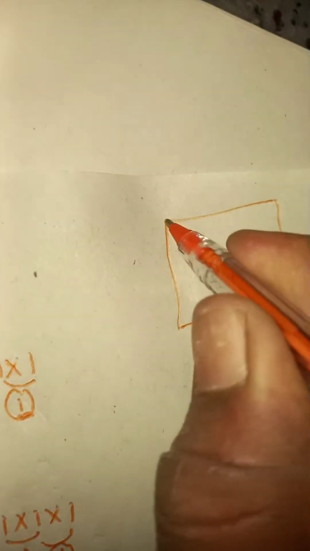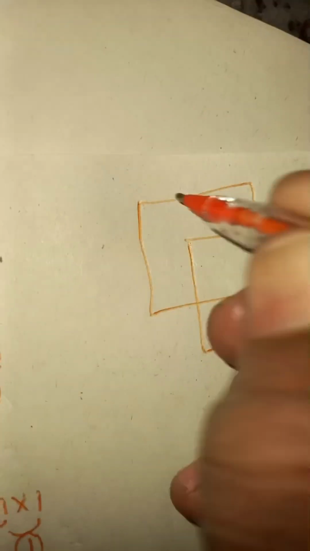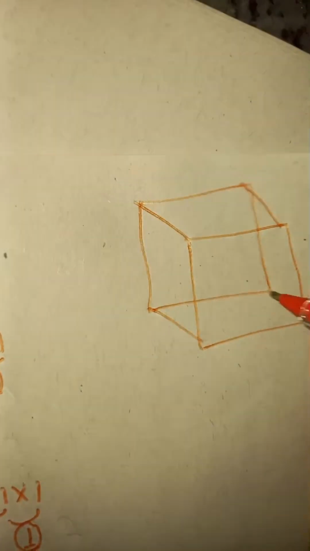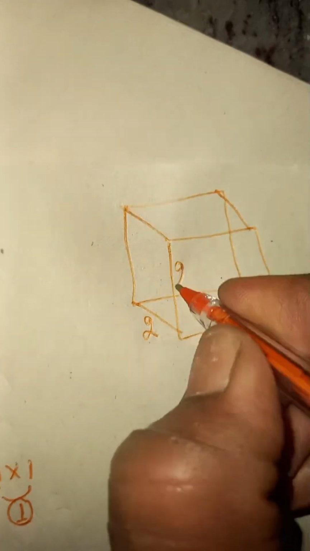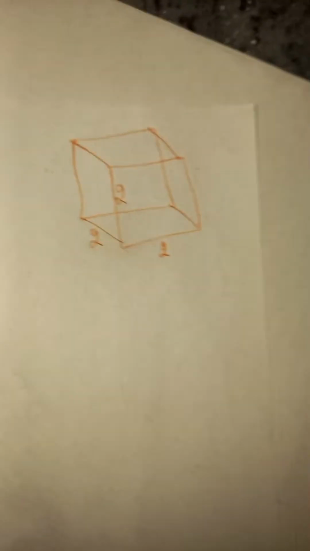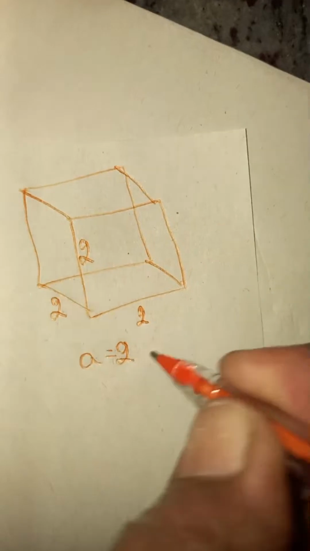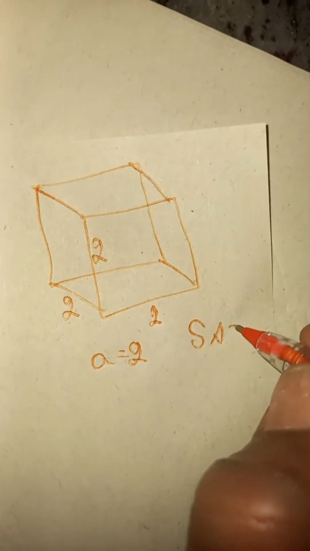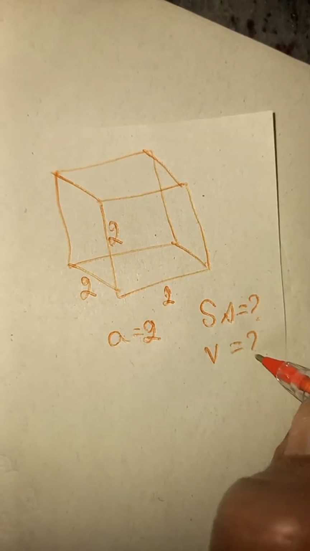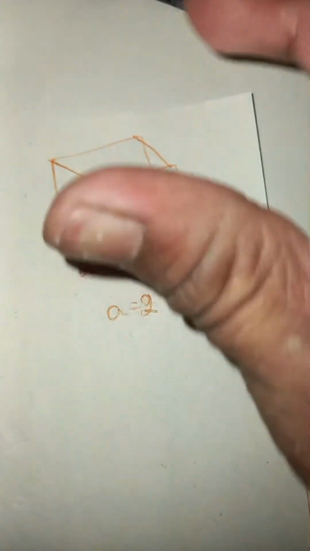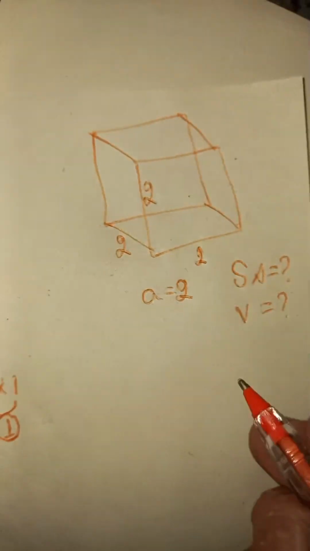Now let's take one more cube, and in this cube they are giving all sides equal to 2 units. In this cube the edges are equal to 2 units, that is the edge length is 2 units. Then find the surface area and the volume of the cube. Surface area means all surfaces, if you sum them up you're going to get it.